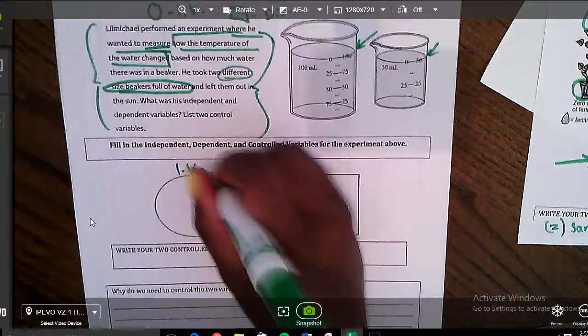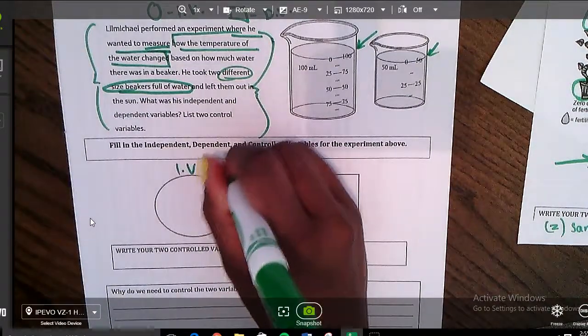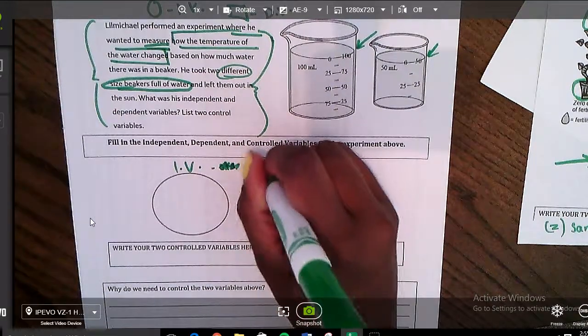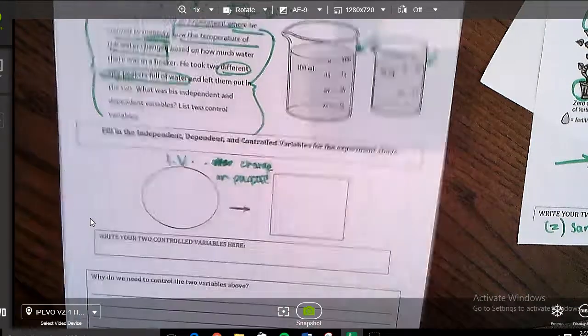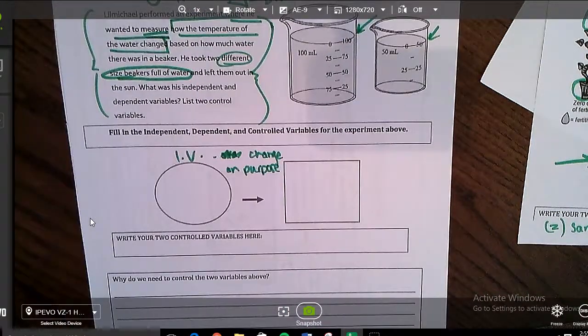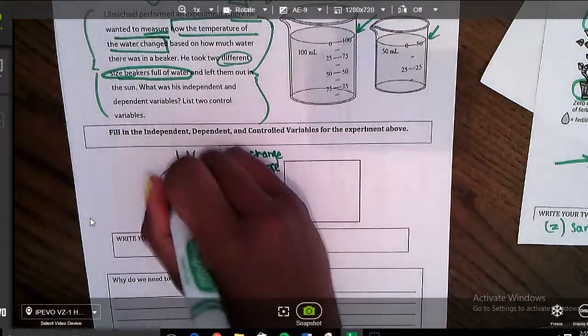So the independent variable, we're going to keep rewriting it. This is what we change on purpose. And what did we say we changed on purpose? Excellent, the amount of water.